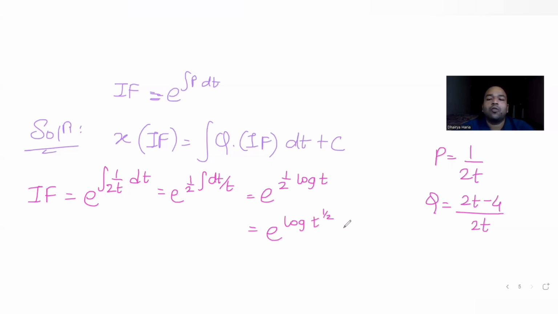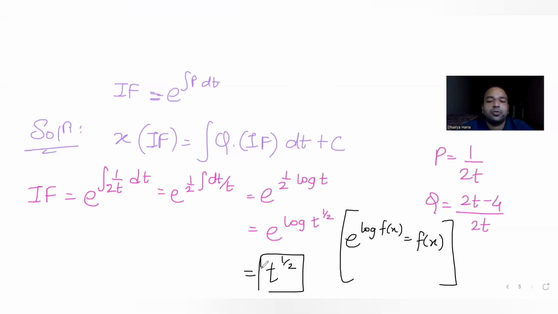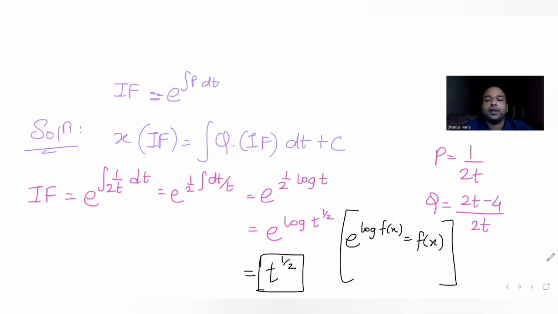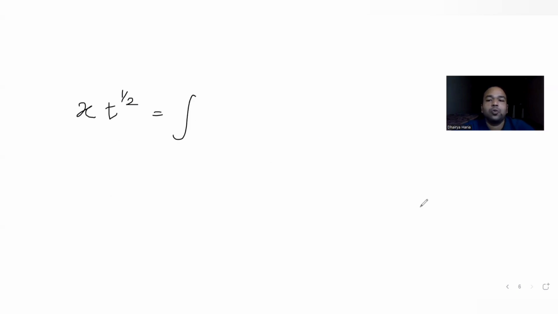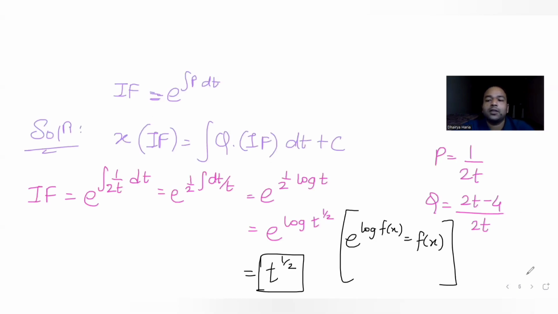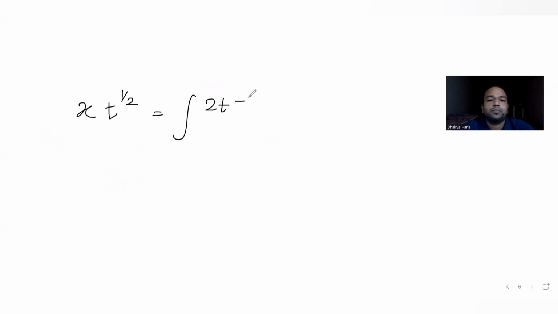So e raised to log of f of x is given as f of x. So I can just write that as t raised to half. So you get the integrating factor as t raised to half. So your solution becomes x into t raised to half, because you had x into if, equals integral of q. So integral of q here is (2t minus 4) upon 2t multiplied with t raised to half dt plus c.